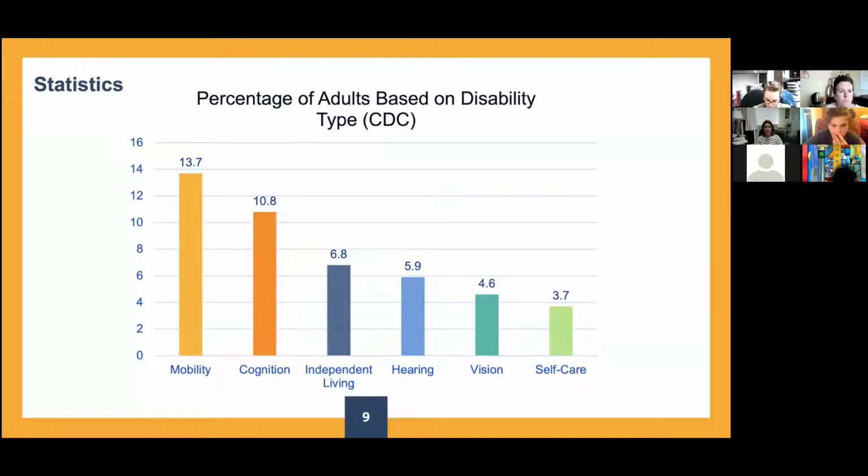If we use the CDC definition and their types, here's the prevalence. This is not just for West Virginia, this is also nationally. We notice that most of them, and one person can be in more than one bar here, okay? But mobility disability is the most common. And then cognitive disability, then independent living, so something that's a limitation with independent living, hearing, vision, and then self-care in terms of the distribution or proportion of disability.